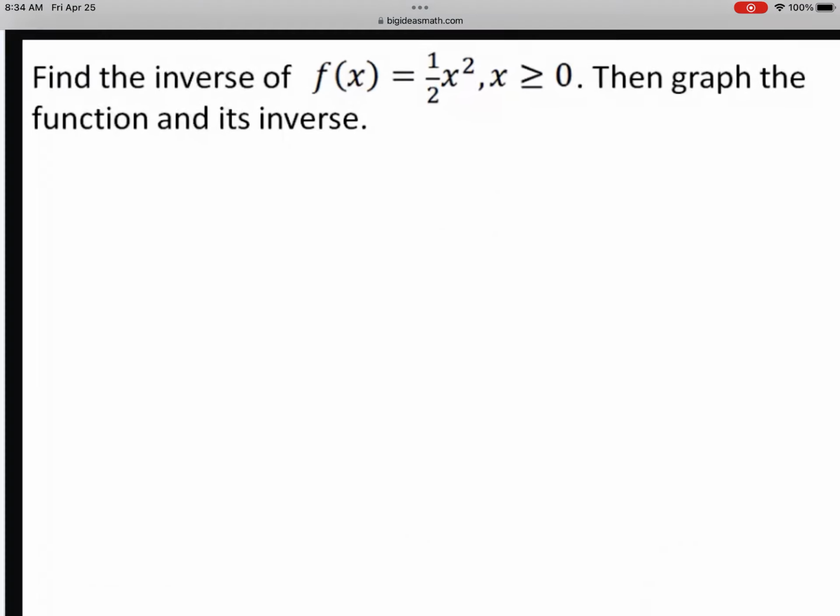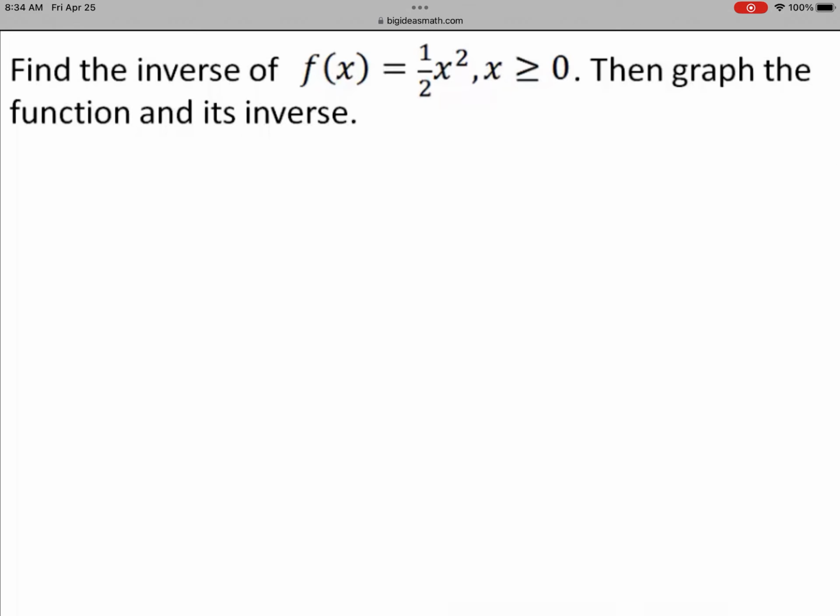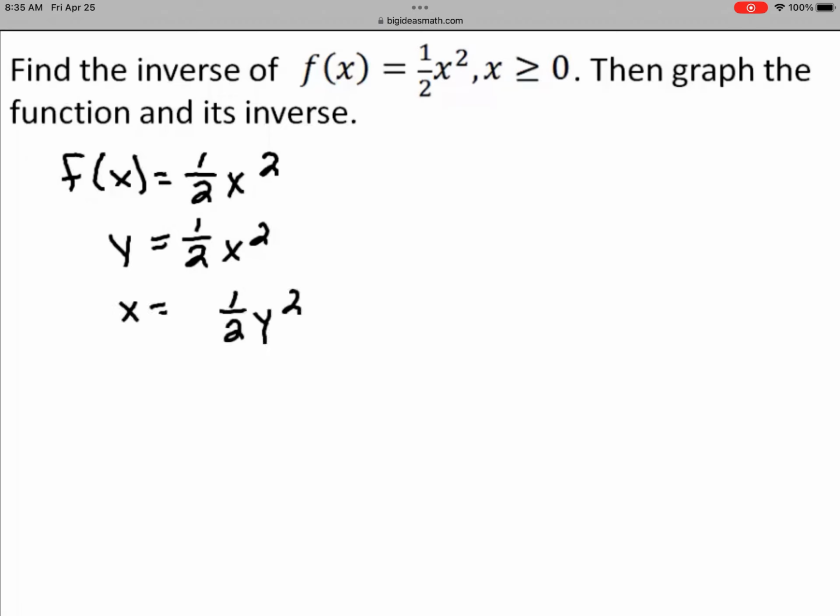Find the inverse of f of x equals 1/2 x squared, x is greater than or equal to 0. Then graph the function and its inverse. Begin by writing the function, then set y equal to f of x. Then switch x and y in the equation and solve for y.